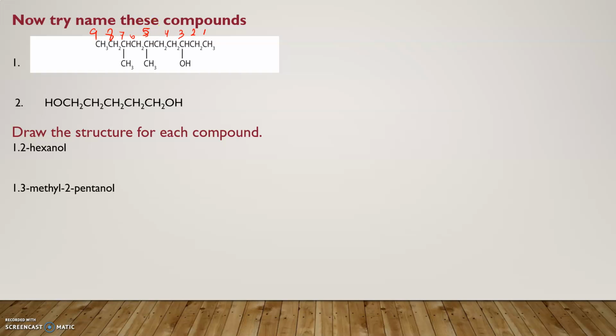Do we have branches? Yes, we do. We have 2 branches. These 2 branches are found at carbons 5 and 7. So it's 5,7-di, because it's 2, methyl, which is an alkyl, and then you write the prefix. We have 9 carbons, so this is non, nonanol.